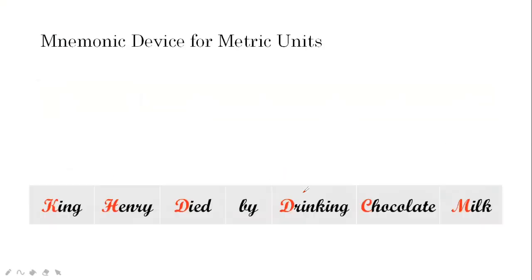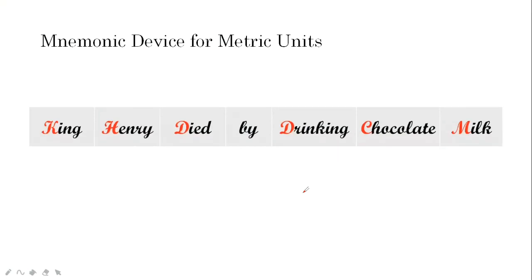Okay, para mas madaling tandaan yung pattern, mas madali. Okay, King Henry died by drinking chocolate milk. Okay, etong by, eto yung mga basic unit. It can be meter, liter, or gram. Okay, so King Henry died by drinking chocolate milk. mm, cm, dm, m, dam, hm, km. Or pwede ding ml, cl, dl, l, dal, hl, kl. Or pwede ding mg, cg, yun naman yung milligram, ganon. So, ito yung mnemonic device.